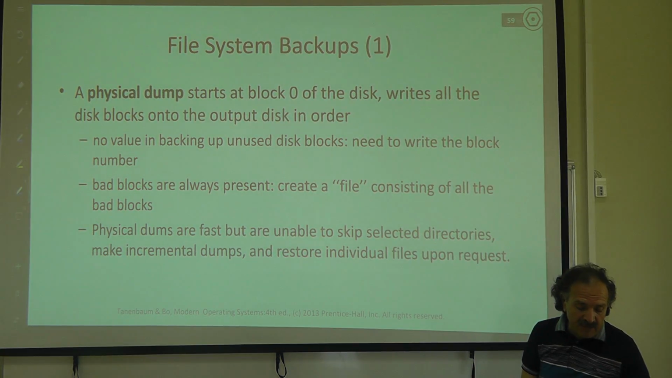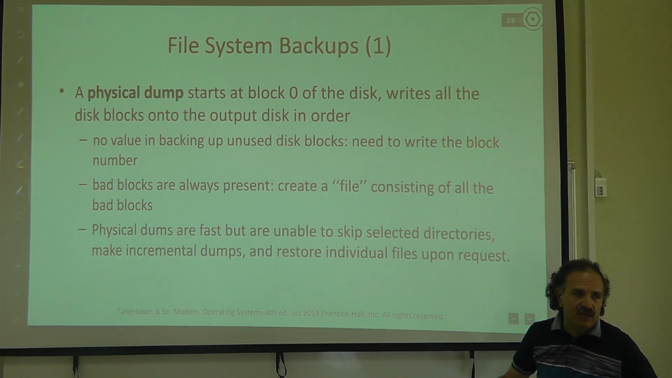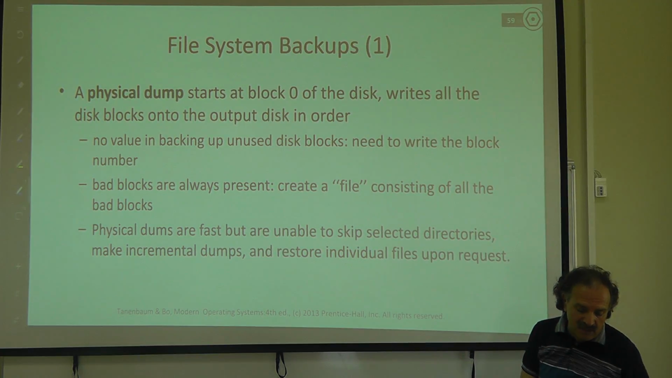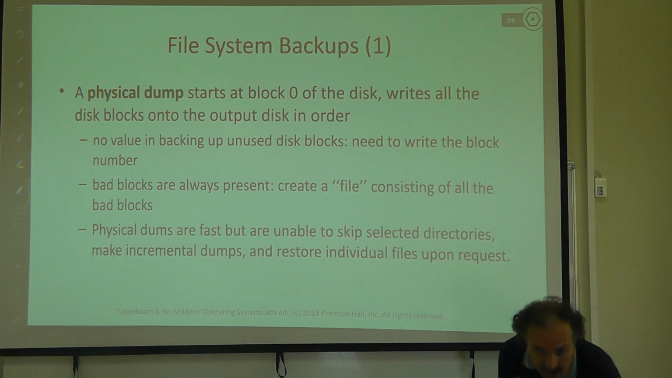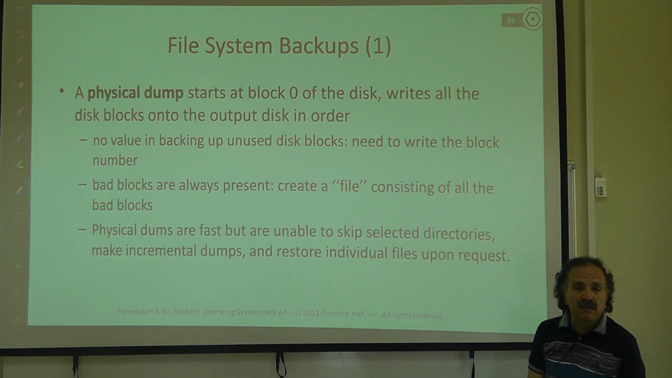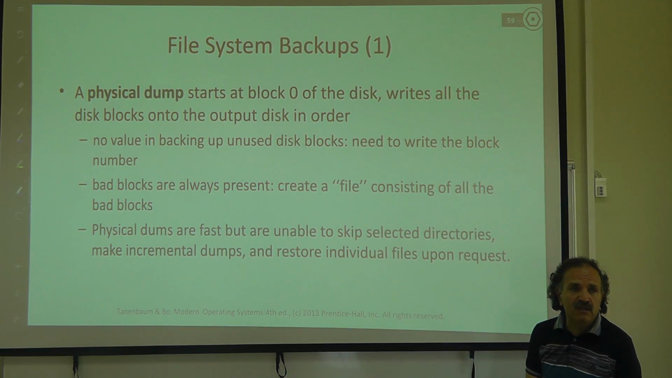They are fast, but they are unable to skip selected directories because physical dump systems don't know the file structure. All they know is the blocks. They don't know the file structure of the directories, or they cannot do the incremental dumps. How do you do the incremental backing up? What kind of information do you need to do incremental backup?